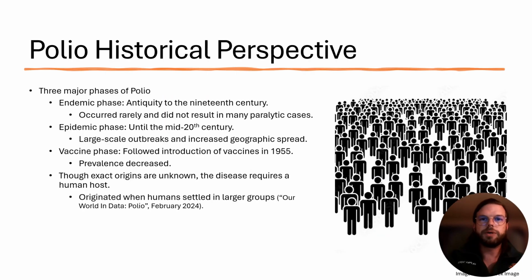The history of polio can be divided into three major phases. The endemic phase from antiquity to the 19th century, in which the disease occurred relatively rarely and did not result in many paralytic cases. The epidemic phase until the mid-20th century saw large-scale outbreaks and increased geographic spread. The vaccine phase followed the introduction of vaccines in 1955, where prevalence drastically decreased. Though the exact origins are unknown as the disease requires a human host, epidemiologists assume the disease originated when humans started settling in larger groups.